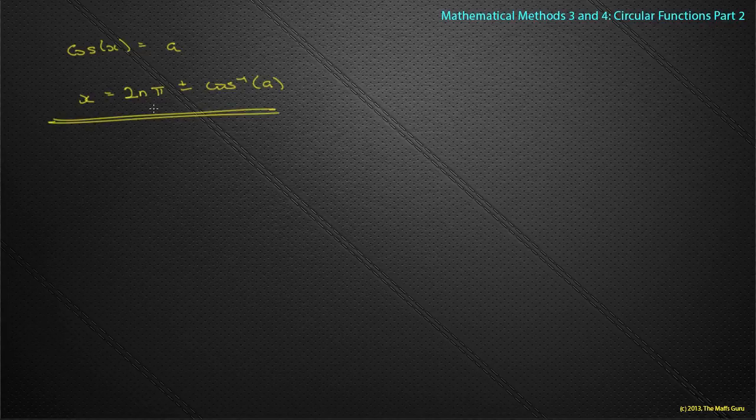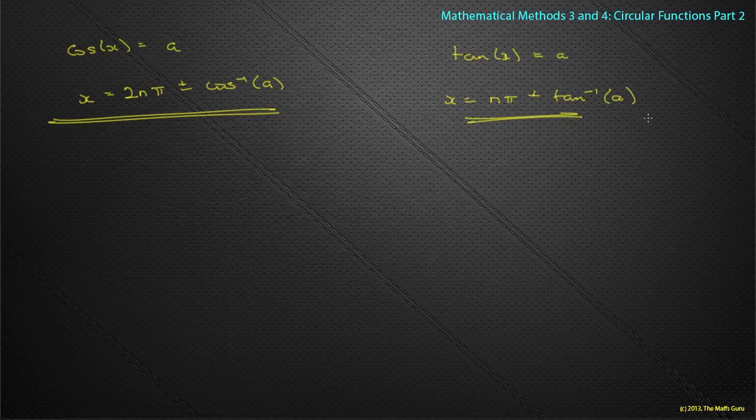Cosine only has one general solution. Same with tan. They are saying if you've got tan of x is equal to a, then what you're trying to suggest is that x is equal to n pi plus the tan to the minus 1 of a. Right? Another formula that's quite important.